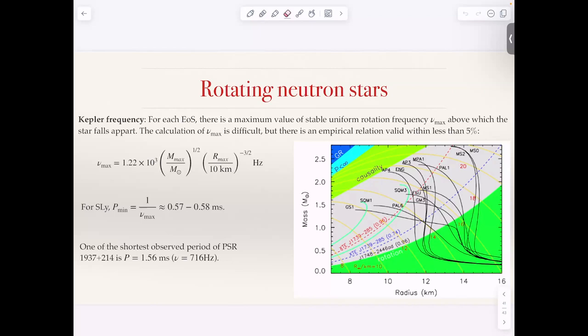The change in the mass-radius relation is very, very small, because of the gravity, which is extremely large.